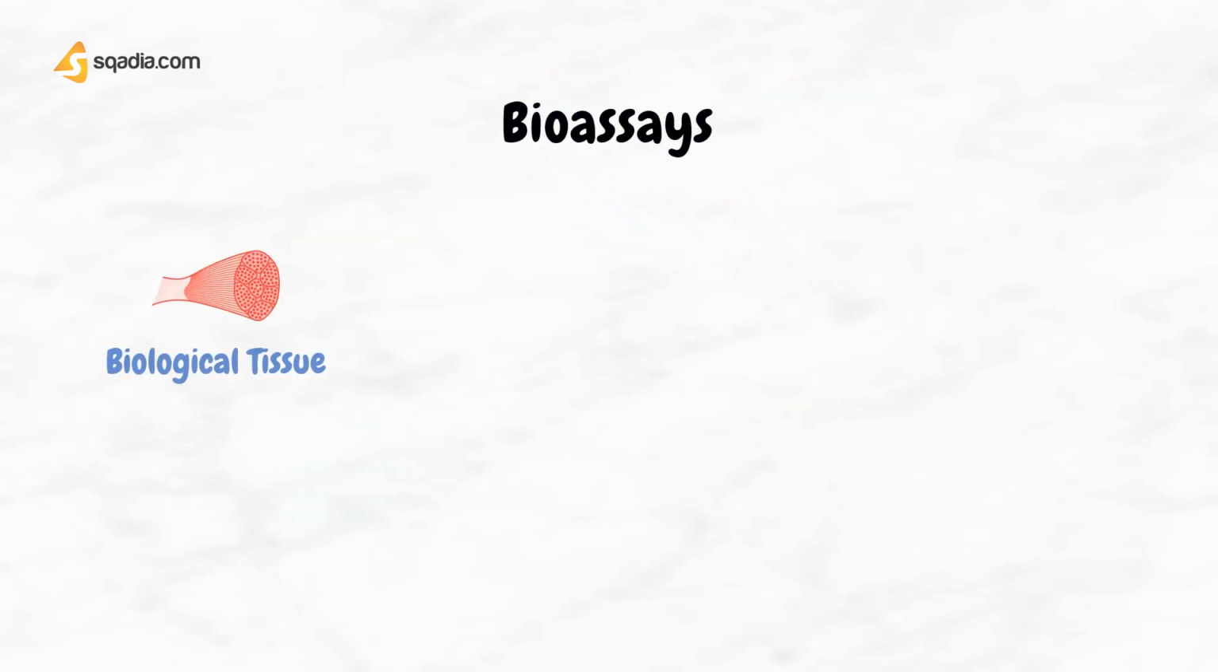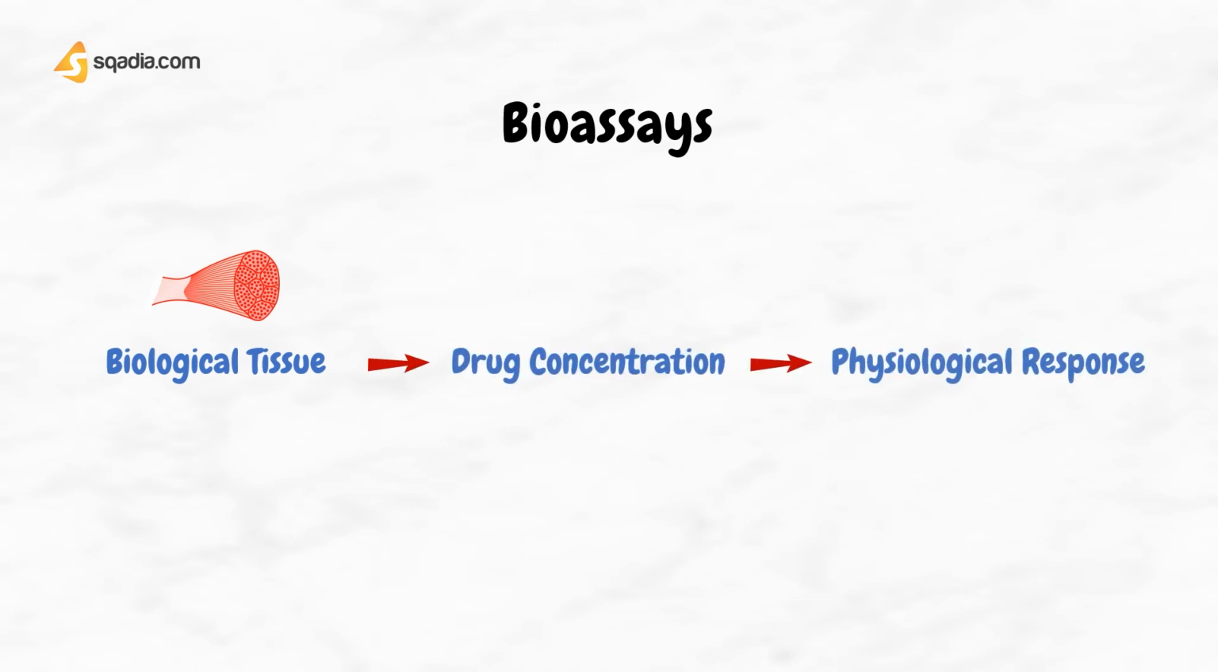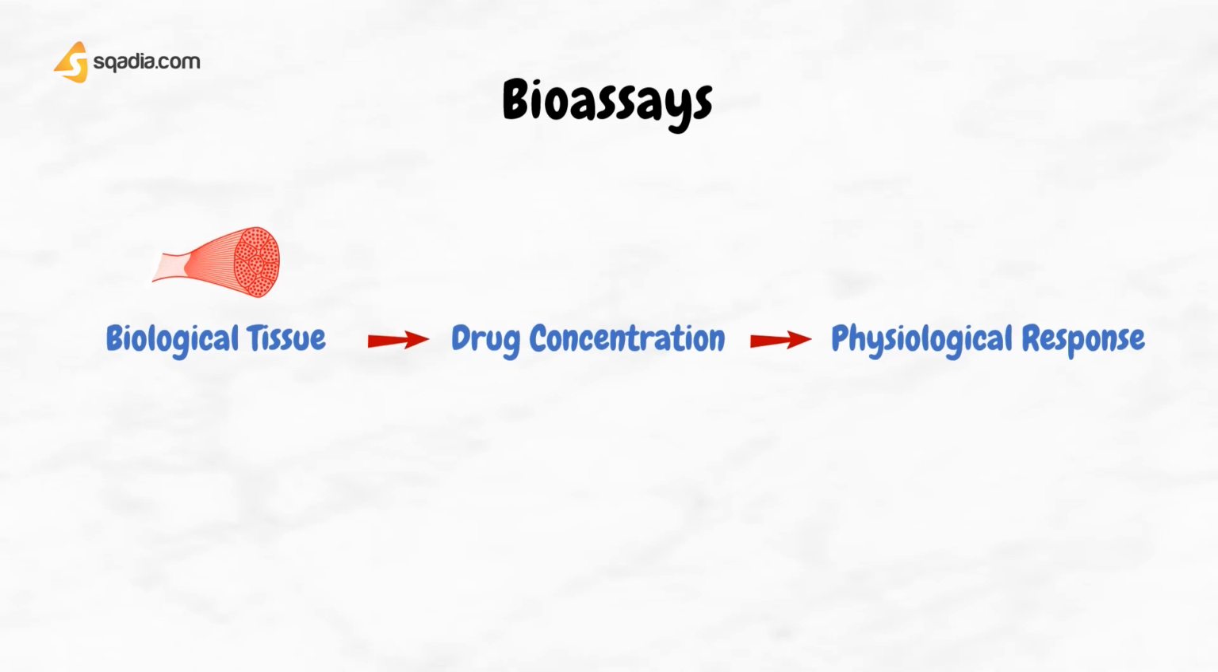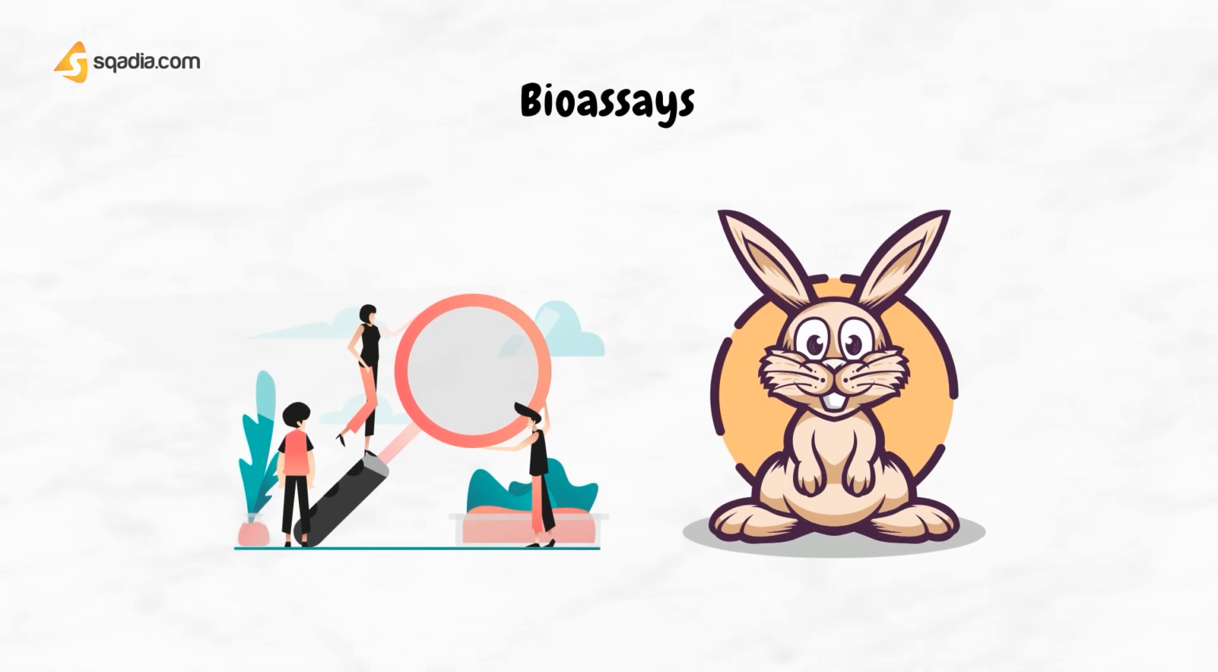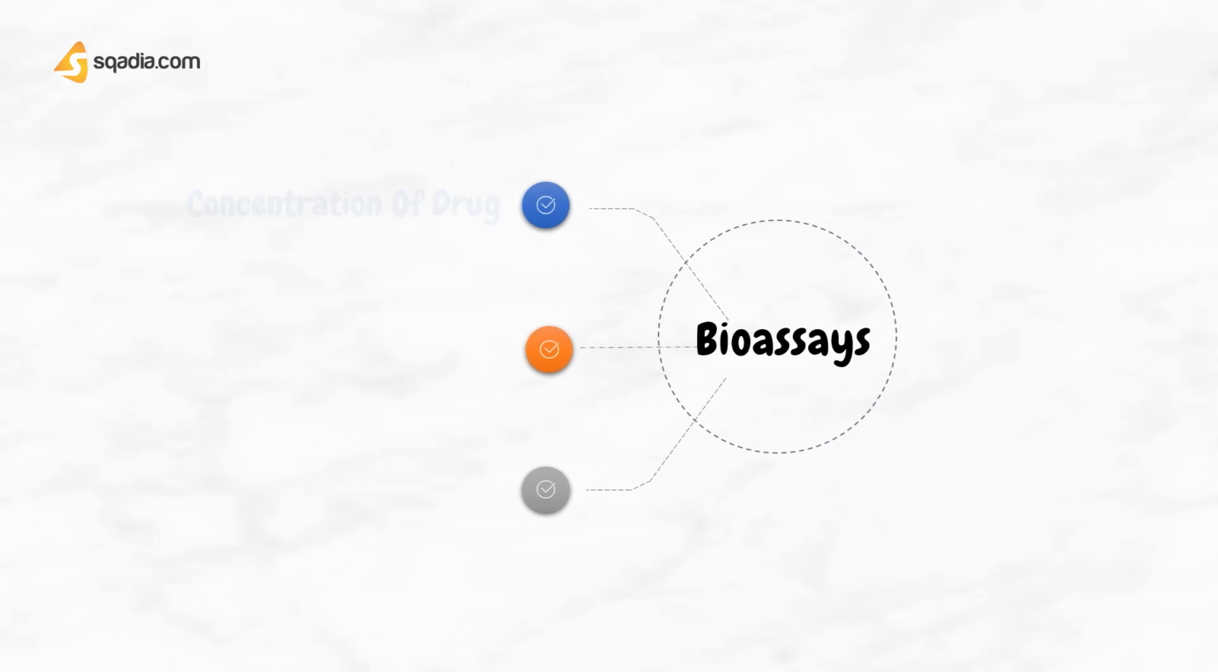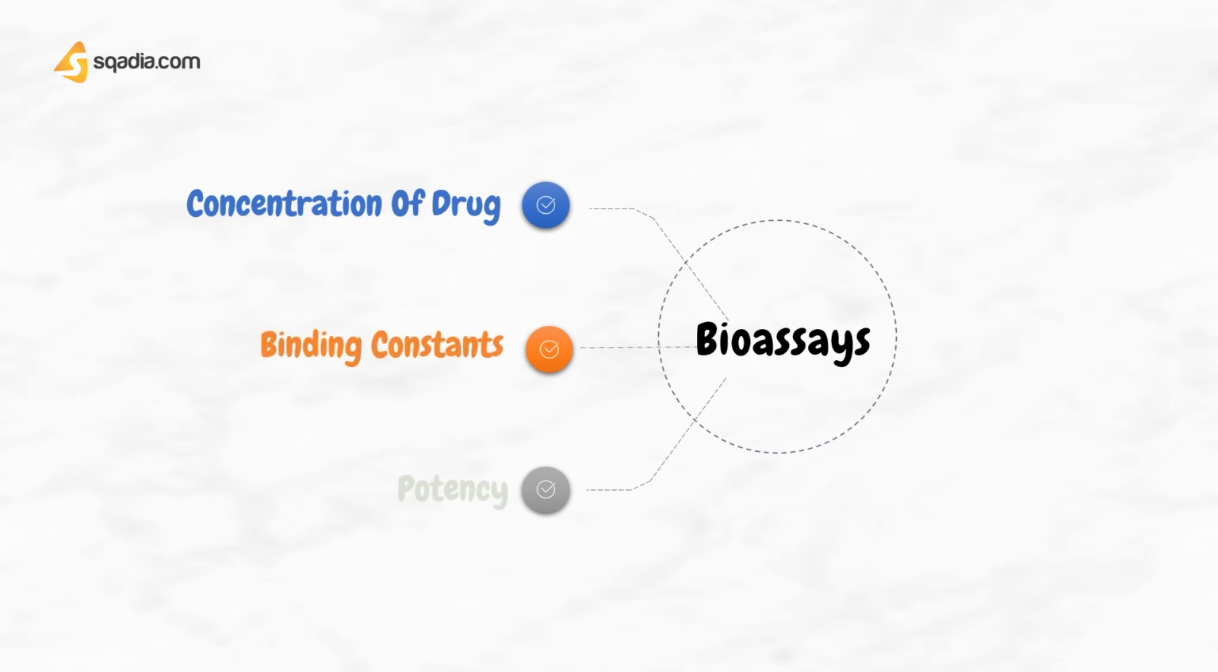Bioassays involve the use of a biological tissue to relate drug concentration to a physiological response. Usually, isolated tissues are used because it is then easier to control the drug concentration around the tissue and reflex responses are abolished. However, bioassays sometimes involve whole animals, and the same principles are used in clinical trials. Bioassays can be used to estimate the concentration of a drug, largely superseded by chemical methods, its binding constants, or its potency relative to another drug.